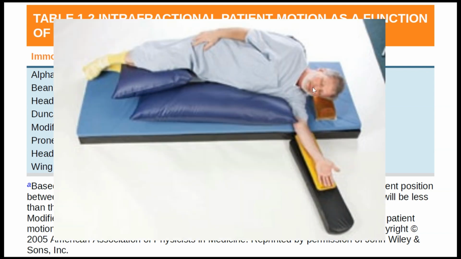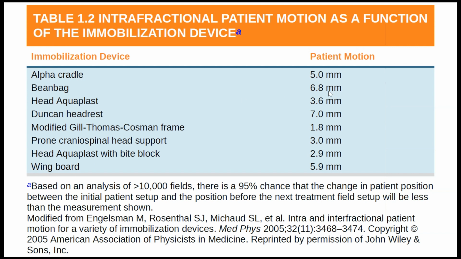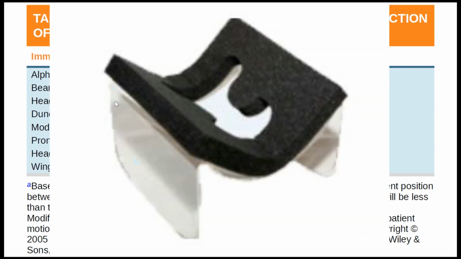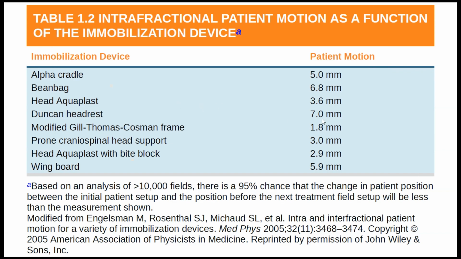Then we have bean bags, like the regular bean bags, the bean chairs that we have. The only difference between this and a vac lock is that if you vacuum it all out, then it becomes a vac lock. It gets locked in that position. While here, the patient motion would be more, about 6 mm. Then we have the head aquaplast. As you had seen, aquaplast is nothing but a thermoplastic cast that we had just seen. Then we have this headrest, very loose but comfy, giving us a motion of about 7 mm.